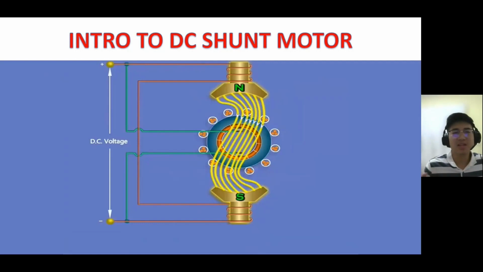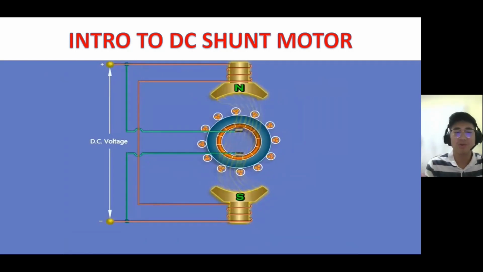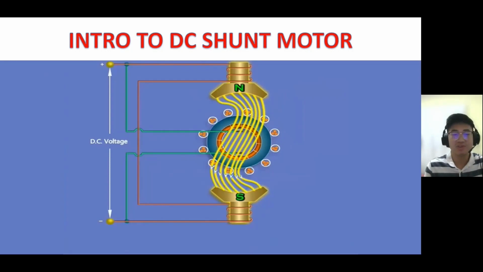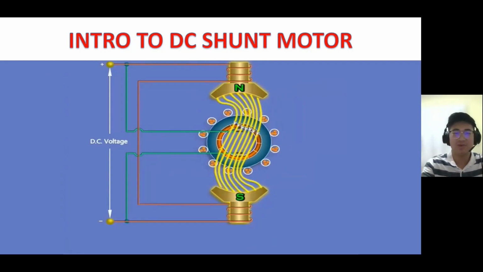Hello there, so I'll start off with the introduction to DC shunt motor. A DC shunt motor is a type of self-excited DC motor where the field windings are connected in parallel to the armature winding of the motor. They convert direct current (DC) from electrical energy into mechanical energy as shown in the video.